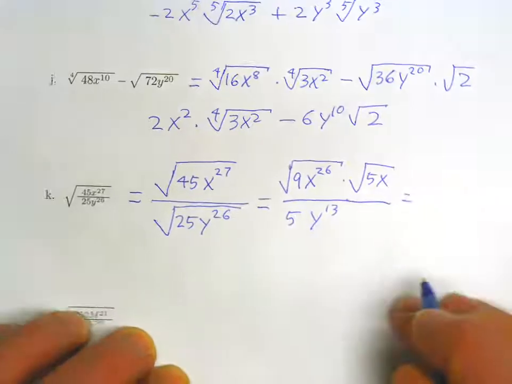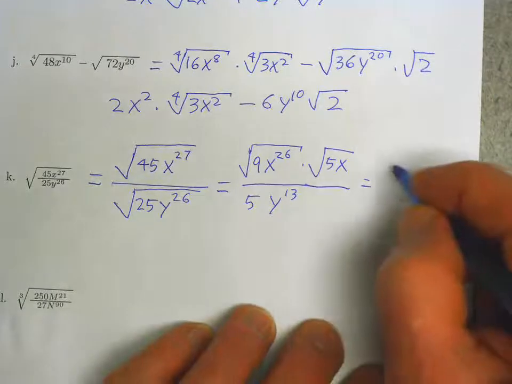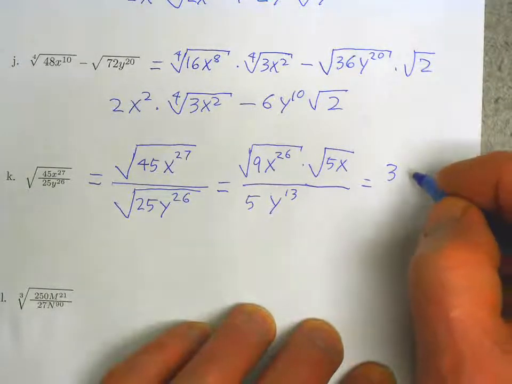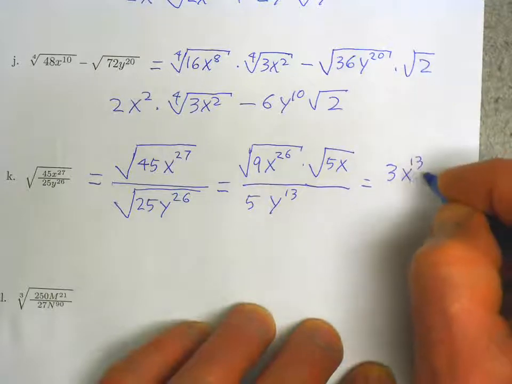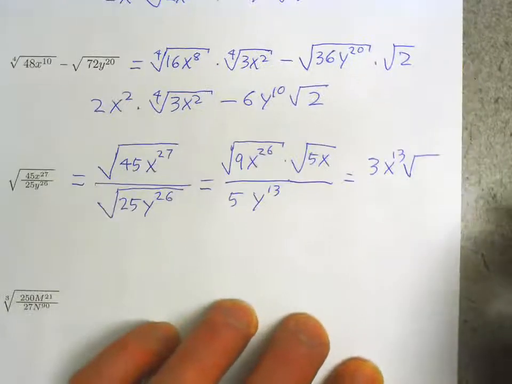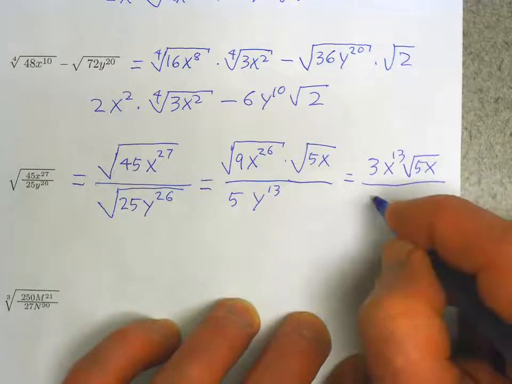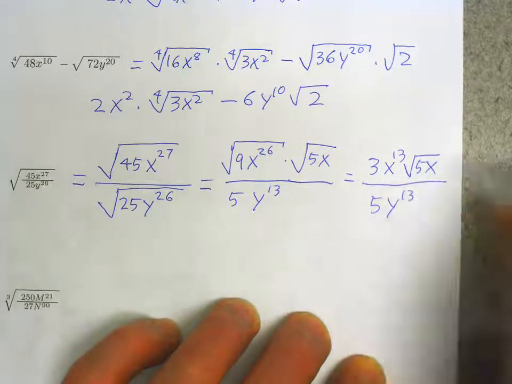And then the last step, the square root of 9 is 3. The square root of x to the 26th is x to the 13th. So 3x to the 13th times the square root of 5x, all divided by 5 times y to the 13th.